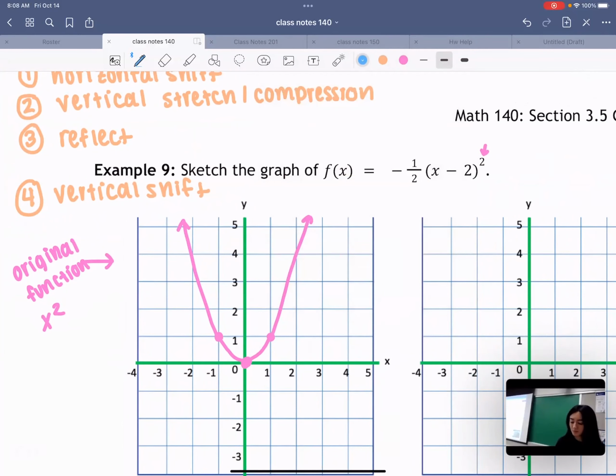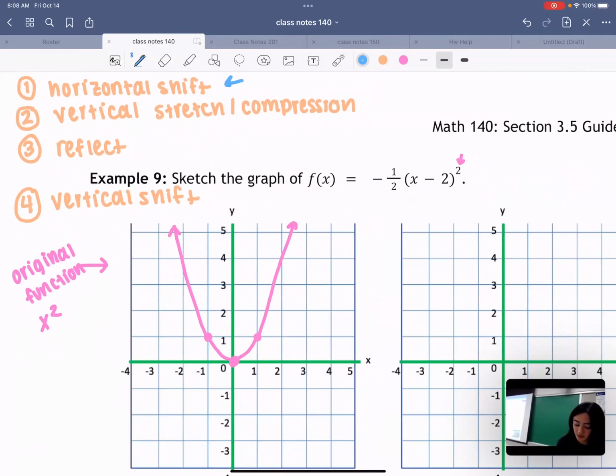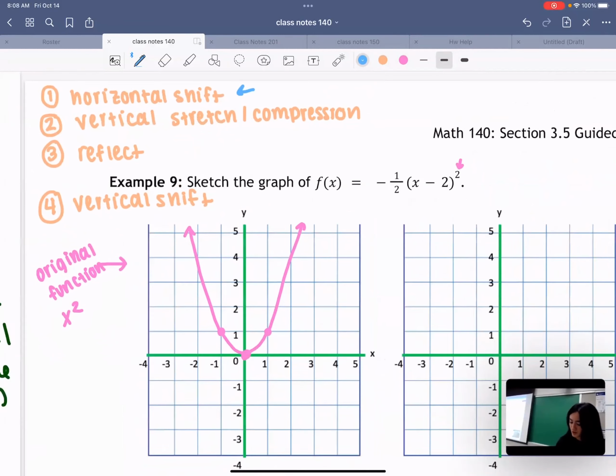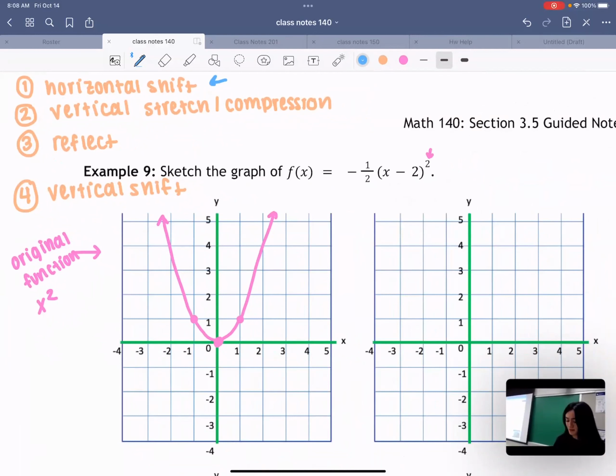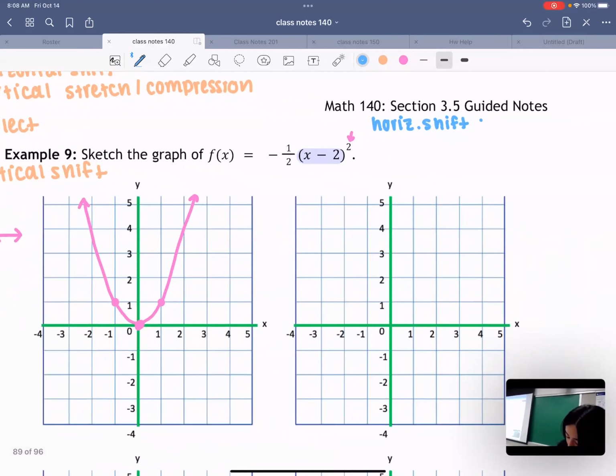Okay. Let's figure out if there are any horizontal shifts. Are there any horizontal shifts? Yeah, and how are we horizontally shifting? To the right 2, right? And I think Marissa got that because she saw that there's an x minus 2 attached to the x. The 2 isn't being subtracted from the entire function, it's being subtracted from x. So this means that there is a horizontal shift to the right 2, right?